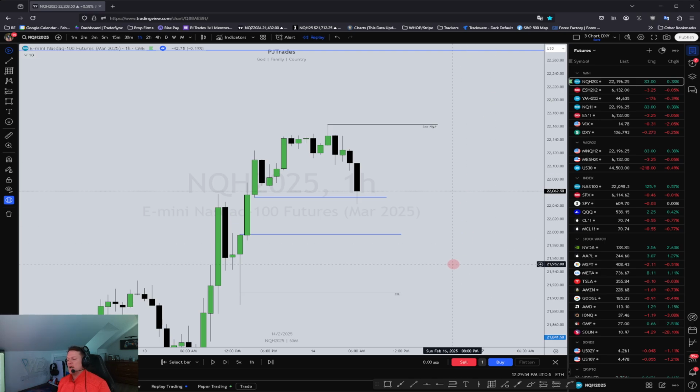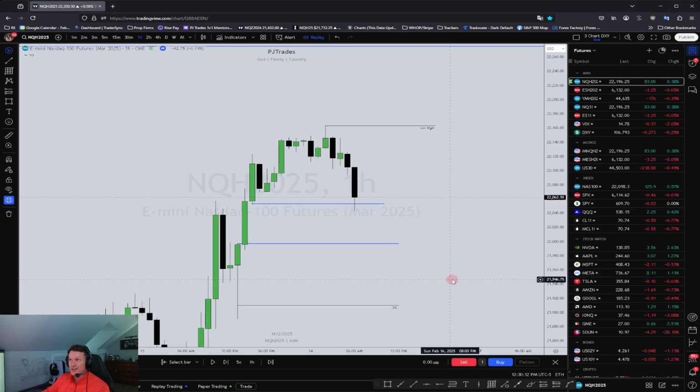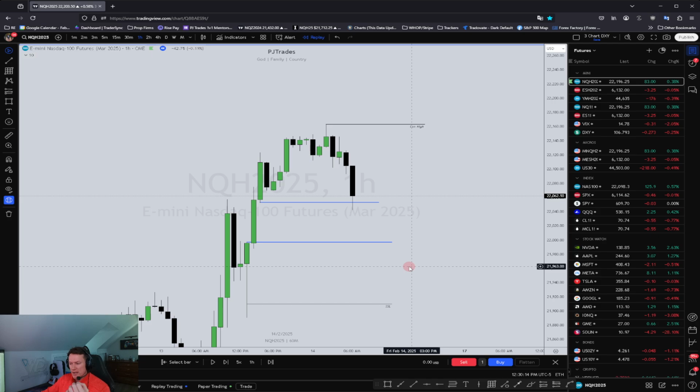Today I want to talk to you guys about internal liquidity to external liquidity. Internal liquidity is going to be fair value gaps and order blocks, okay? And external liquidity is going to be swing highs and swing lows to simplify the strategy. And today we are looking at a very clean internal to external trade.